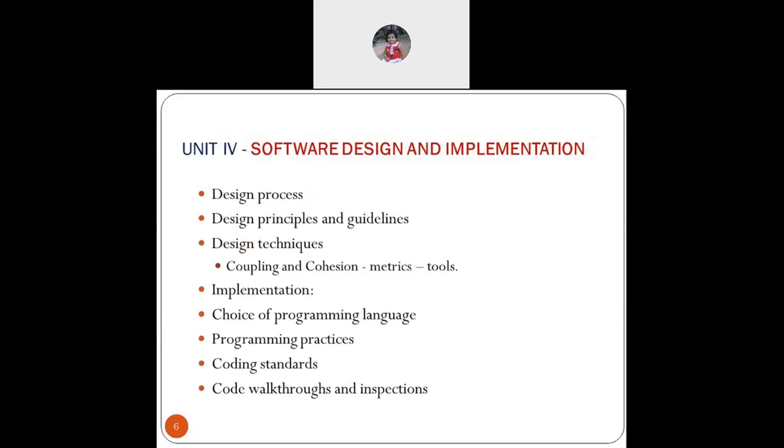Unit 4 discusses software design and implementation. In this particular unit, we are going to cover the design process, software design principles and guidelines, design techniques such as coupling and cohesion, and their metrics and tools, the implementation process, choice of programming languages, programming practice, coding standards, code walkthrough and inspections.